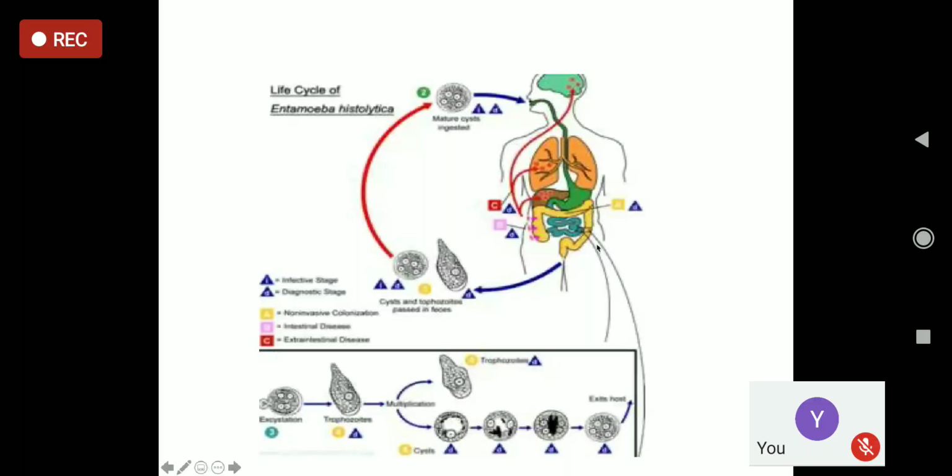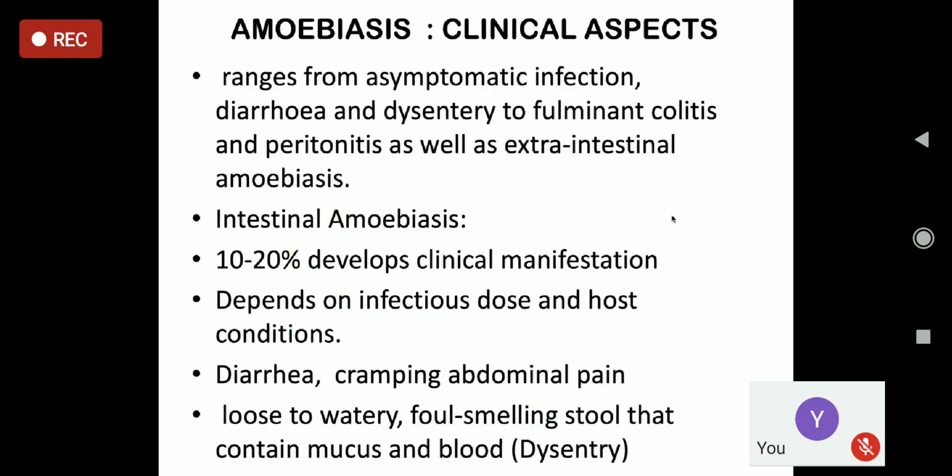But sometimes, which is the exception, in 5 to 10% of the cases, these trophozoites cross the intestinal wall and via the portal circulation, they reach the liver and other associated organs. If they cross the intestine and enter the extra intestinal area, then the patient has the extra intestinal manifestation that is called extra intestinal amoebiasis.